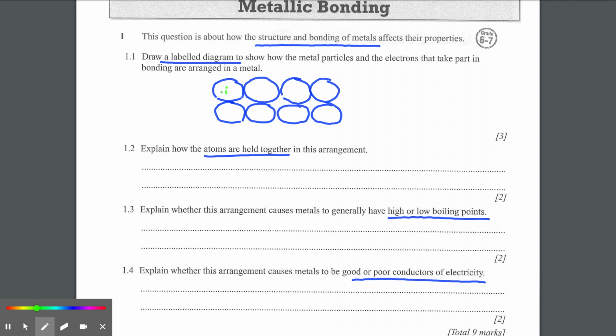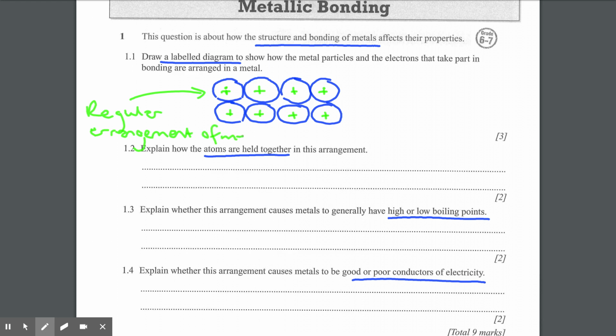We have a regular arrangement of positive metal ions in the center. Okay, key point being regular. So we'll label it up as we go along. We've got this regular arrangement of metal ions within the center.